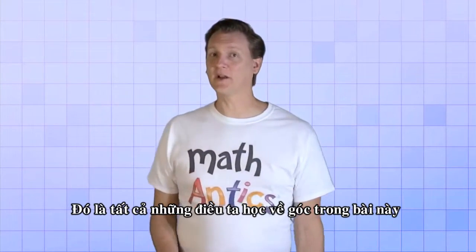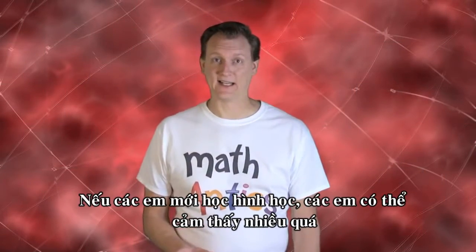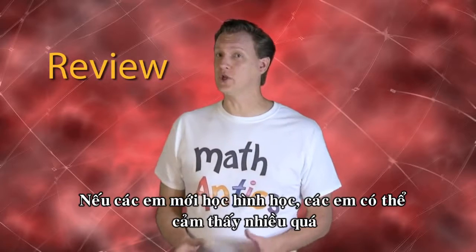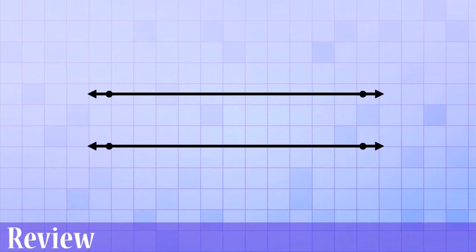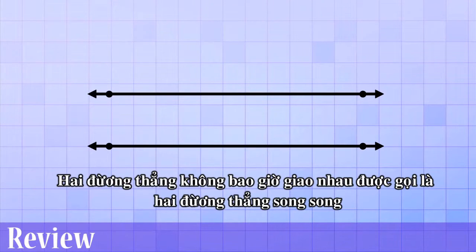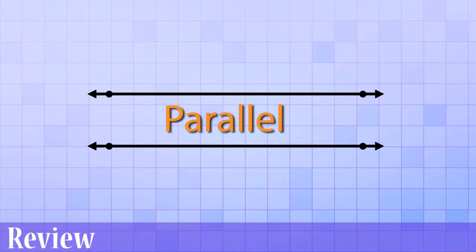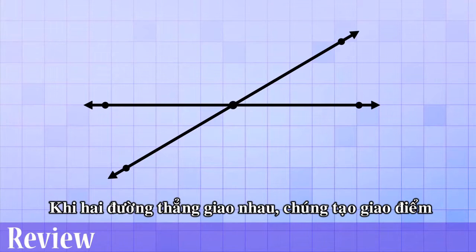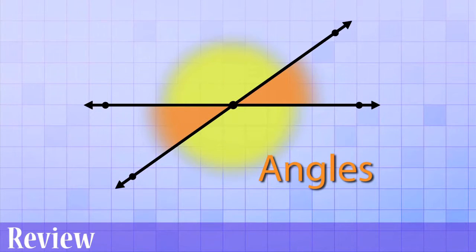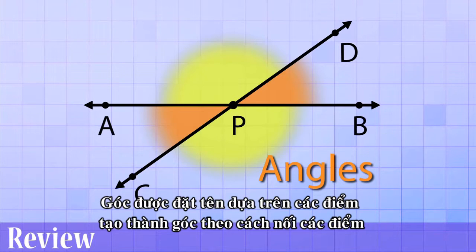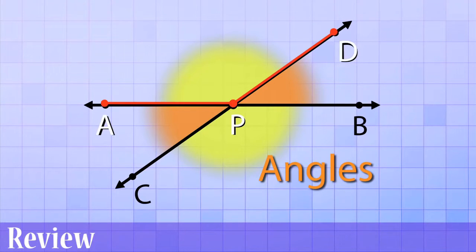Alright, that's all we're going to learn about angles in this video. And if you're new to geometry, it might seem like a lot. So let's do a quick review of all the new geometry words we've learned. Lines that point in exactly the same direction will never cross and are called parallel lines. When lines do cross, they cross at a point called an intersection. Lines that intersect form angles. You can think of angles as the spaces between the lines. Angles can be named by the points that form them, just like connect the dots.